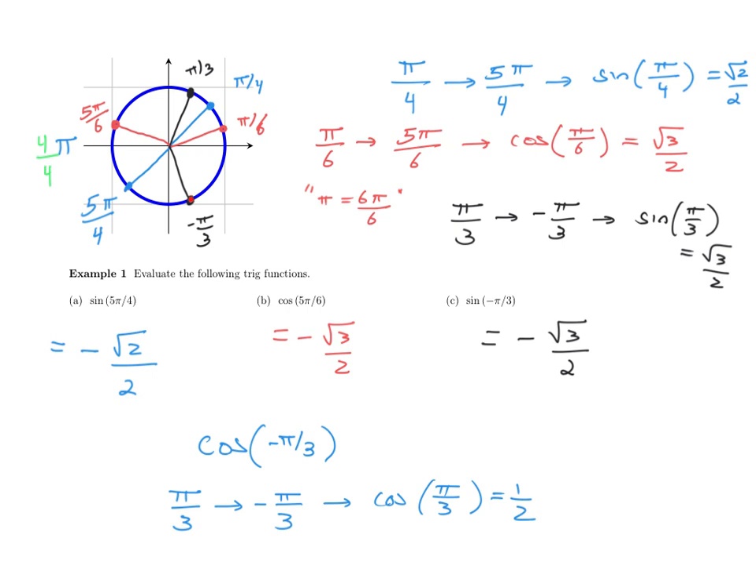What is cosine of negative pi over 3? It's either the positive or negative of this value. Cosine is the x value. These have the same x value, and they're both, in this case, positive. So cosine of negative pi over 3 is equal to positive 1/2.